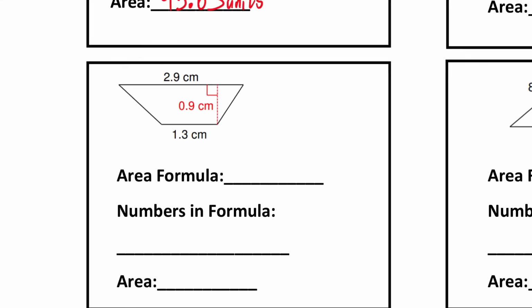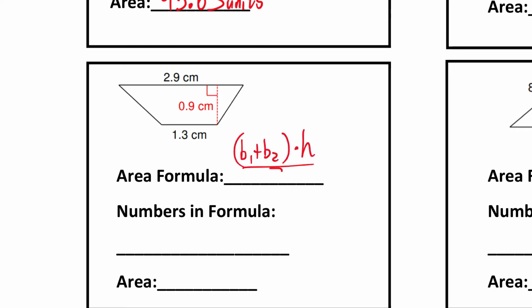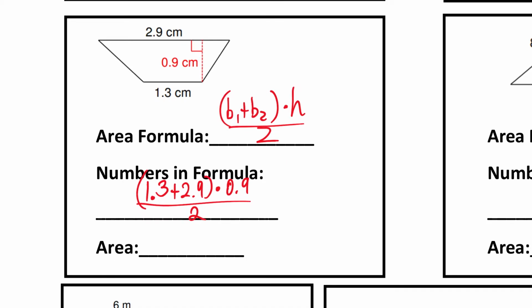Okay. Next one, how do we find the area of this shape? Very good. So for a trapezoid, base 1 plus base 2 in parentheses times the height divided by 2. So on this one, it's going to be 1.3 plus 2.9 in parentheses times 0.9 divided by 2. And what does that give you? Okay, 1.89 square centimeters.